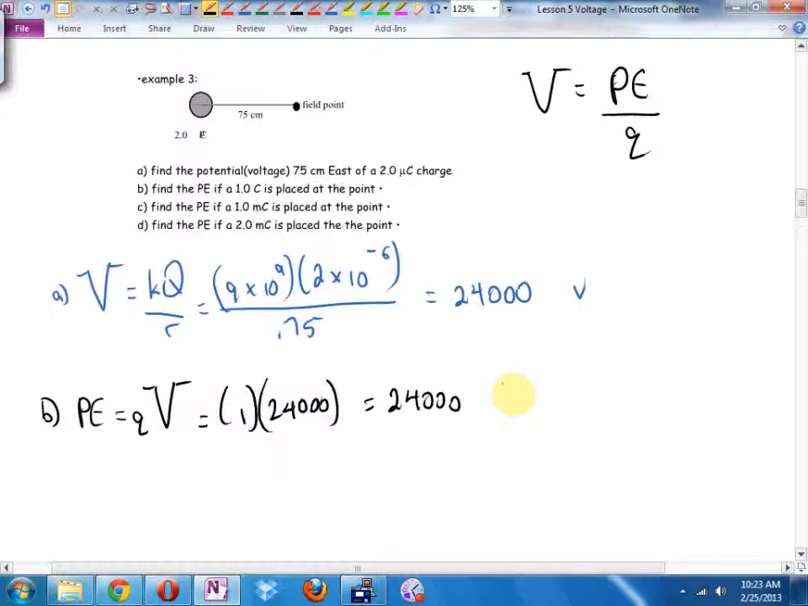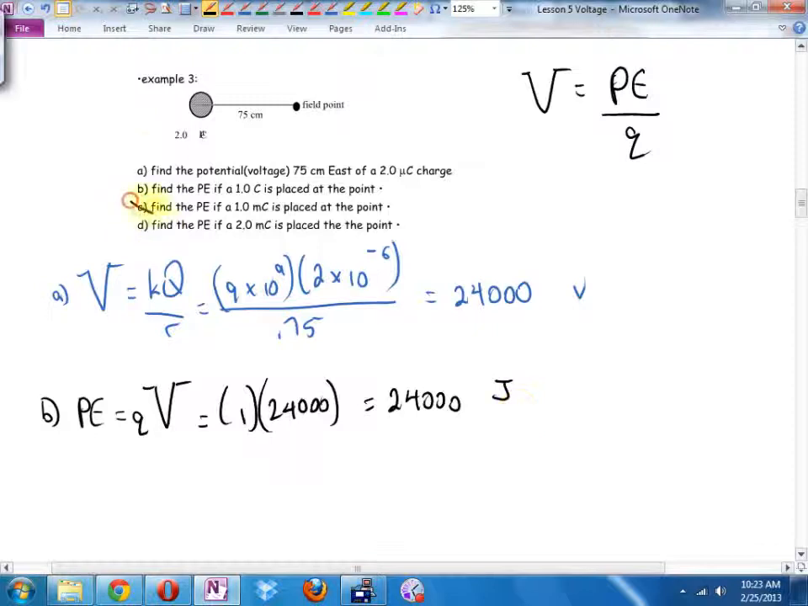24,000 what? Now it's energy. Joules. Mr. Dewick, I got 24,000 volts and 24,000 joules. Does that mean joules and volts are the same? No, it's just because the charge was exactly 1 Coulomb that your magnitude happened to be the same.